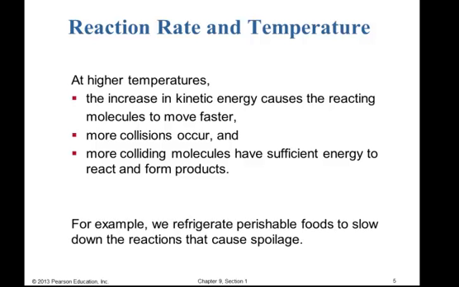faster. So for example, most of the time when we have foods that are going to expire, or things that could get old, we put them in the refrigerator because that's going to lower the temperature, and if we lower the temperature, the reaction rate should go slower. So in our lab, one of the things that we'll be doing is taking it at different temperatures and seeing how long it takes the reaction to occur.